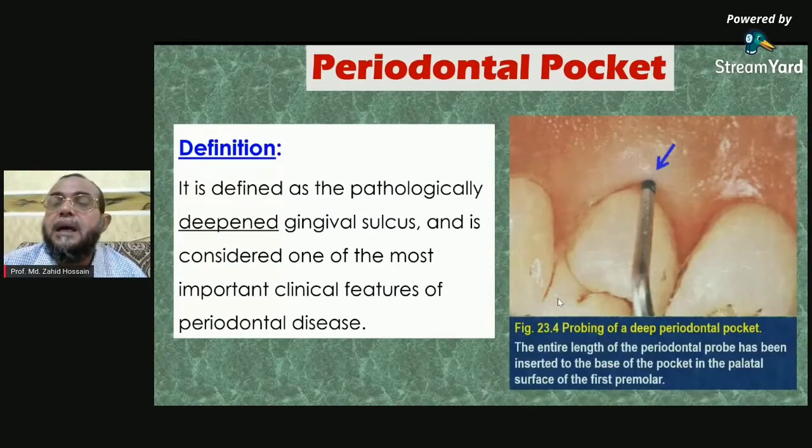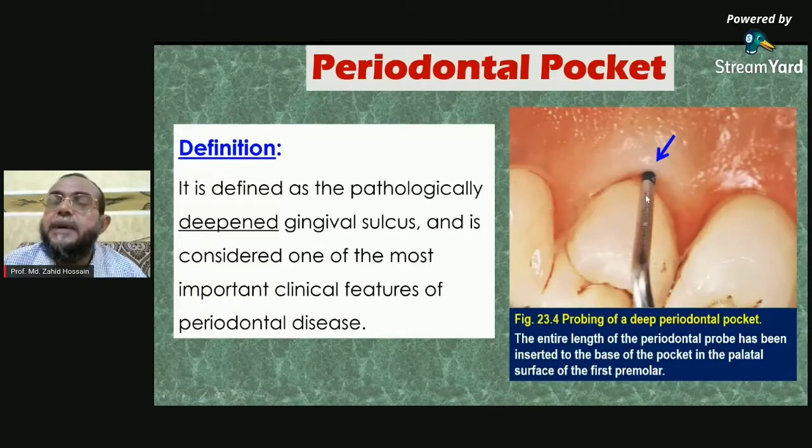You can see this is a very big probe, maybe it is 12 millimeters. So almost the whole probe entered inside. You see the buccal surface, labial surface of the incisor, it entered. So no, sorry, it's the first premolar. So it means the pocket depth is almost 11 millimeters as shown.